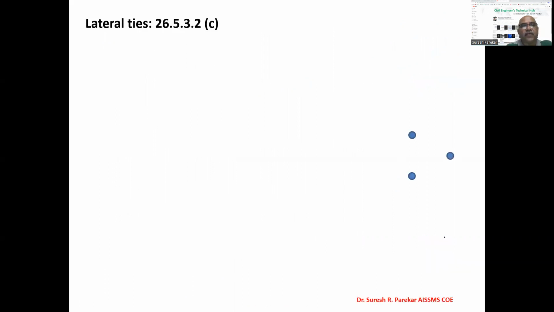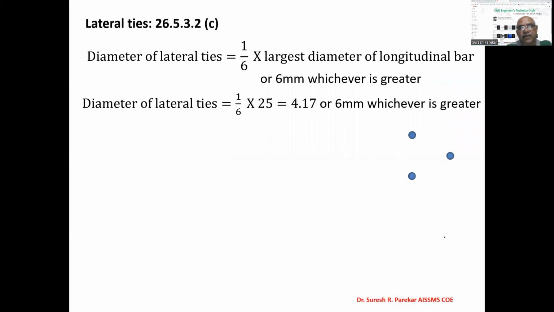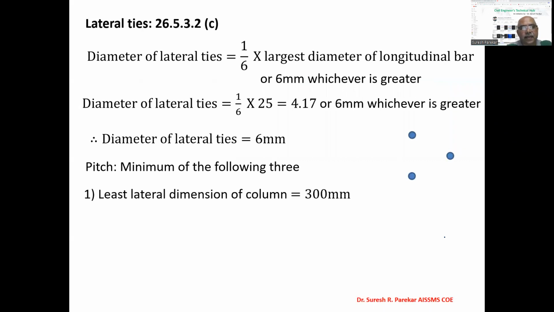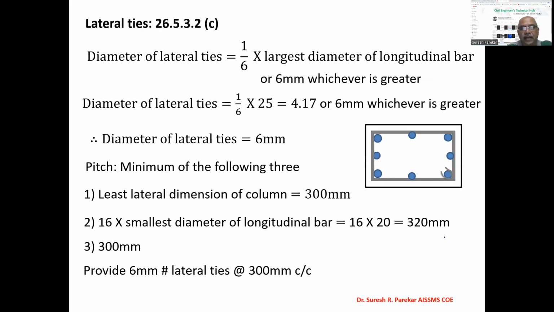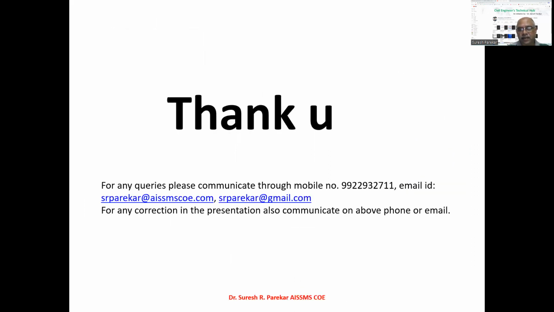And then we will go for lateral ties in the same way. We have 6 mm minimum, and this will be the minimum of the three. So we have to provide 6 mm at 300 mm center to center. And then we have 4 bars of 25 and 4 bars of 20, and steel equal on all faces. So likewise, we have to go for these biaxial columns. Now we will stop here only. Thank you.